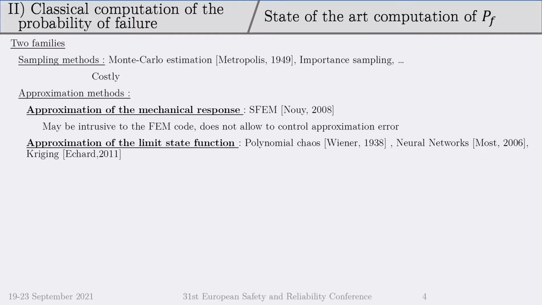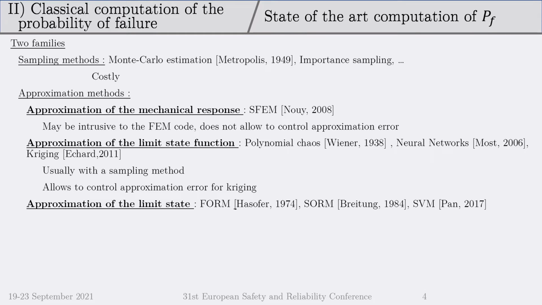You may also use an approximation of the limit state function through polynomial chaos, neural networks, or kriging, for example. This is usually used with the sampling method to compute the probability of failure, and it allows to control the approximation error in the case of kriging.